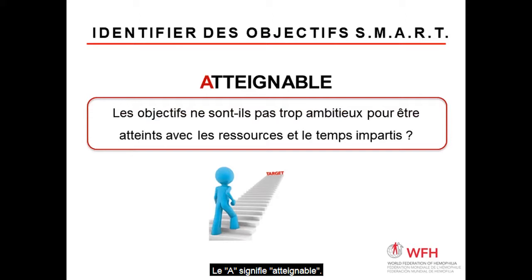The A stands for achievable. Are the objectives reasonable enough to be achieved within this project, resources, and timeline? So let's think about that. Can the goal really be achieved in a 24-month period of time? Because remember, that's the life of the grant.